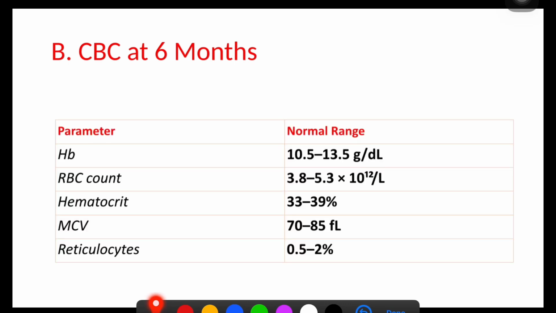Now CBC at 6 months of age. So parameters, if you see, are HB 10.5 to 13.5 gram per deciliter, RBC count 3.8 to 5.3 into 10 raised to 12 per liter, hematocrit 33 to 39%, MCV. Now you can see MCV is decreased, 70 to 85 femtoliter, and reticulocyte count is decreased from 3 to 7% to now 0.5 to 2%.